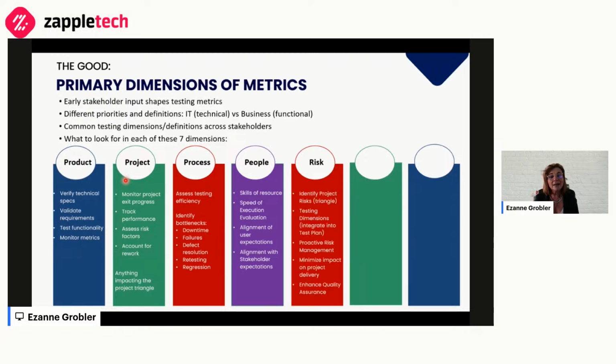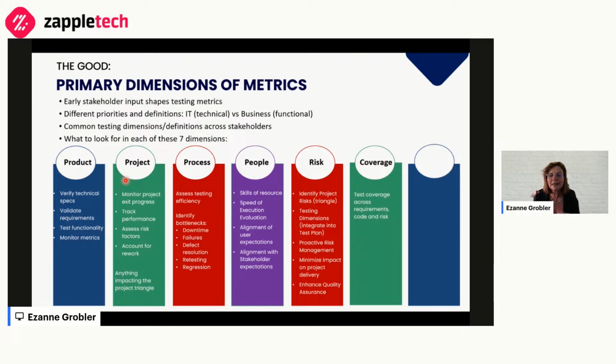Then we added to the 4 core dimensions, risk, and we moved risk to actually be your project risks, but also integrate that with your testing dimensions as being identified during your test plan. Proactive risk management, minimize the impact on project delivery, and ultimately enhance your quality assurance.